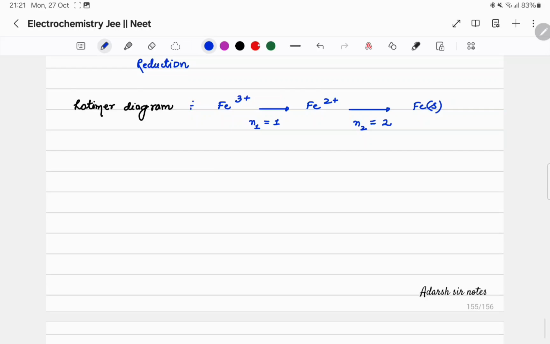And if we talk about this full part, Fe3+ to Fe, that will be n3, and I have written 3. Here the oxidation number is +3 and here it is 0, so the exchange is 3 only. So this part we have written. Now one thing you need to know: the EMF of the cell, we cannot add.